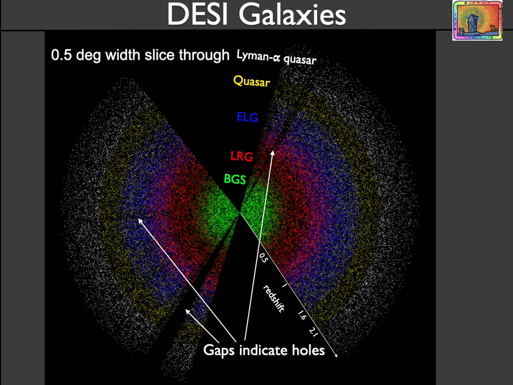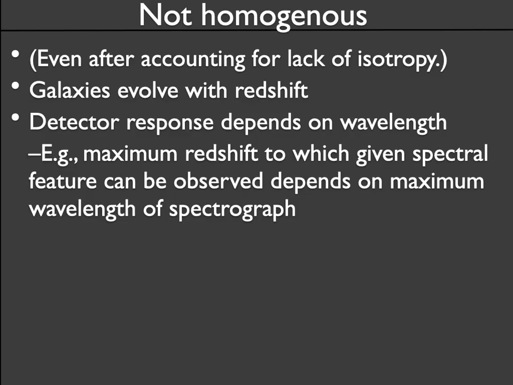So, that's the basic idea of why things are anisotropic. But you should also be able to see from this image of our DESI data that what we observe is not homogeneous either, and for the basic reason that there's redshift evolution.